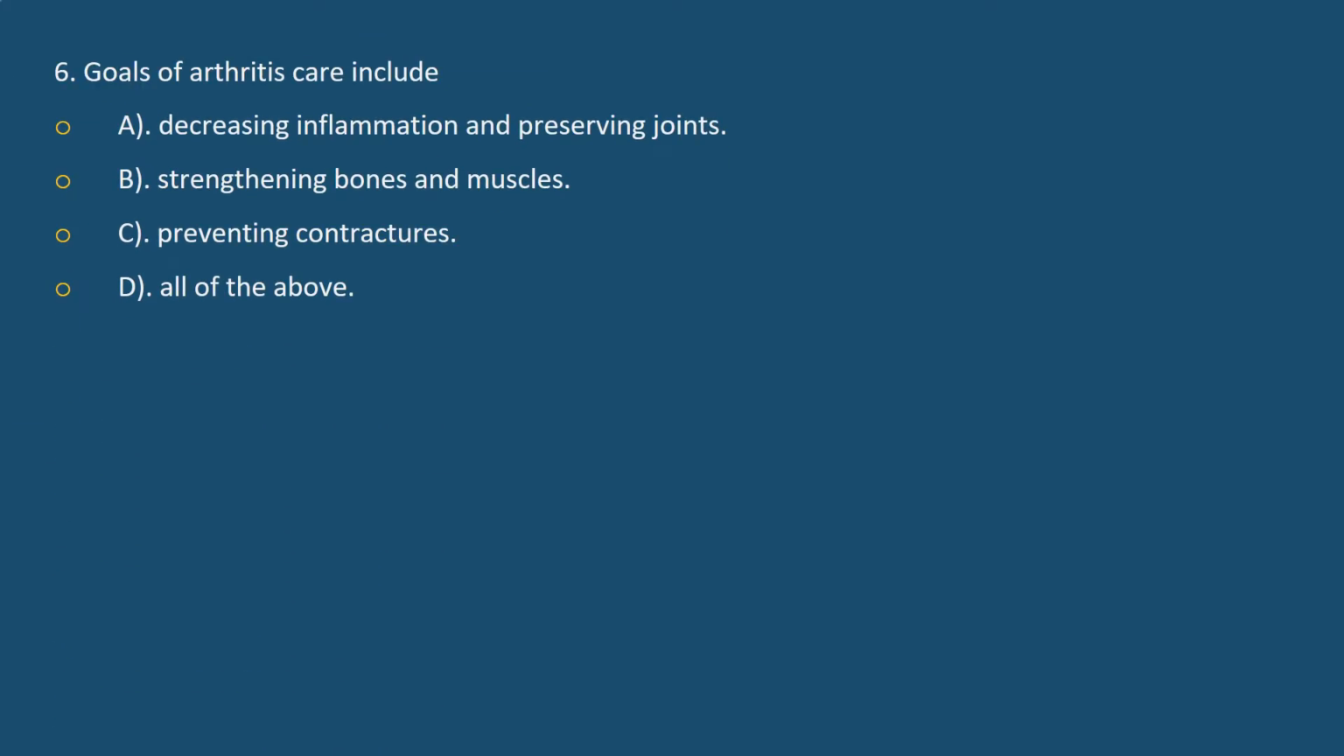Question 6. Goals of arthritis care include A. Decreasing inflammation and preserving joints. B. Strengthening bones and muscles. C. Preventing contractures. D. All of the above.